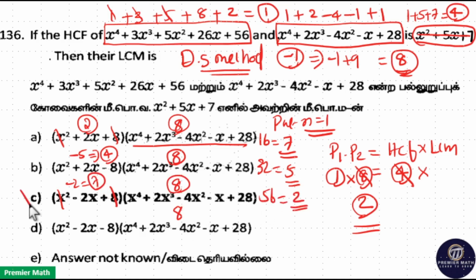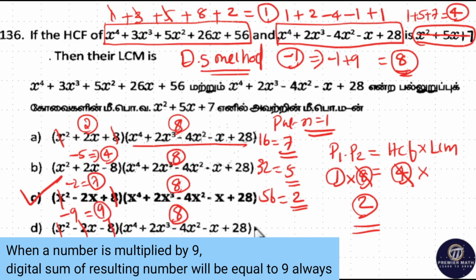This is our answer. If you look at this one, this is 8 into here minus 8. Minus 2 is minus 10. Minus 10 plus 1 is equal to minus 9. Minus 9 digital sum means minus 9 plus 9 is equal to 0. 0 means 9 is the digital sum. So 9 into 8 will give you 72. 72 means 7 plus 2, 9 is the digital sum. So here option C is your answer.